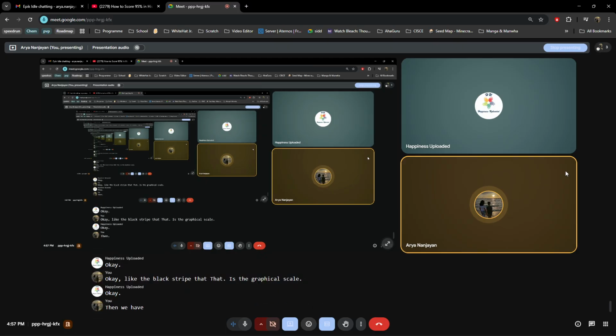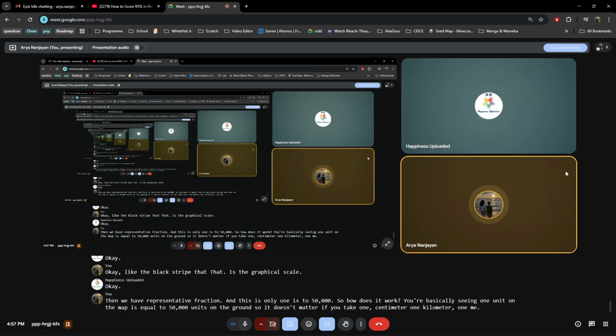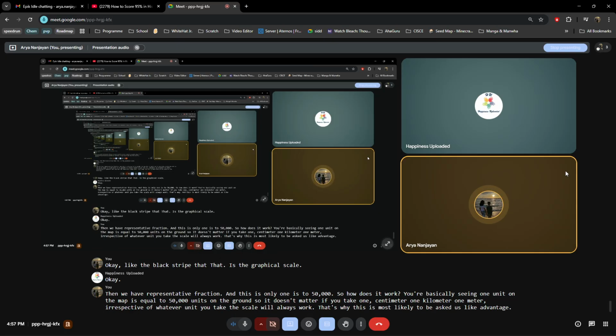Then we have representative fraction, and this is only 1 is to 50,000. So how does it work? You're basically saying 1 unit on the map is equal to 50,000 units on the ground. So it doesn't matter if you take 1 centimeter, 1 kilometer, 1 meter, irrespective of whatever unit you take, this scale will always work. That's why this is most likely to be asked as an advantage. So that's why I'm specifying.